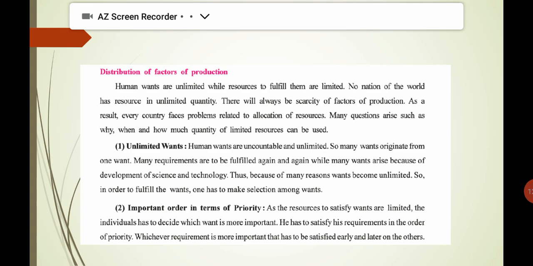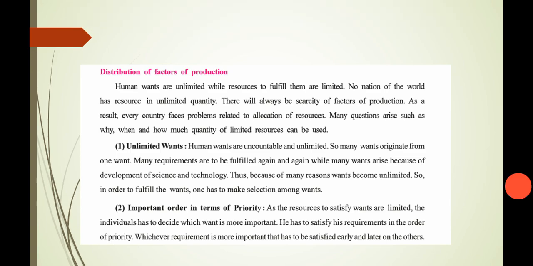Yes, now comes distribution of factors of production. See, factors of production तो मिल गए, but how will you distribute it? There are 3 points given over here for the distribution of factors of production. We'll start with it. First is human wants are unlimited but resources to fulfill them are limited.